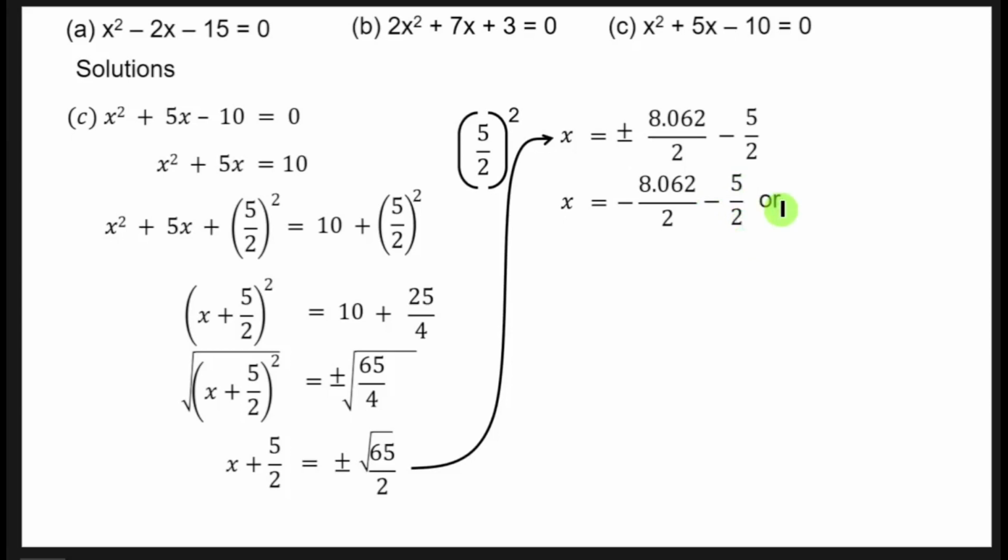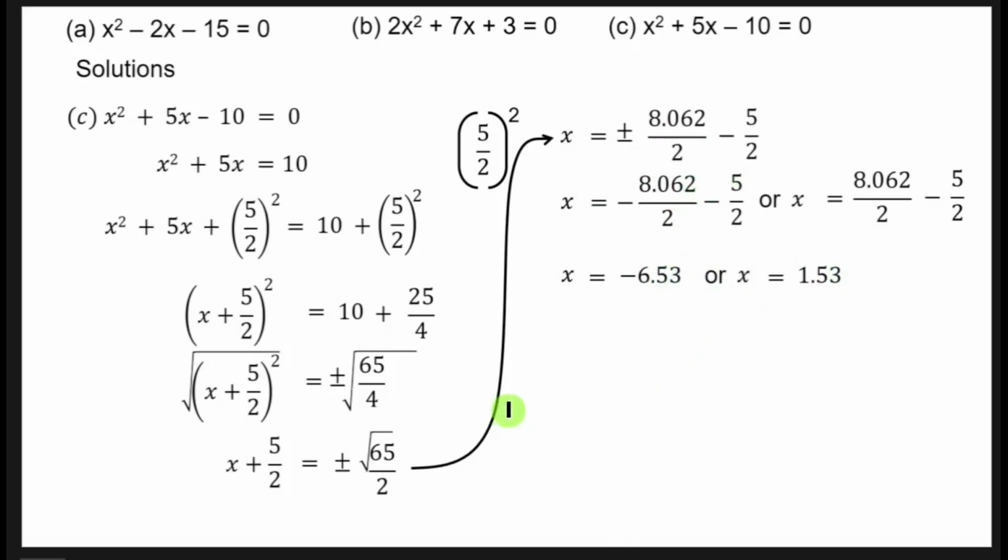Or I'll pick the second option, which is x is equal to, I'll get the positive. So I get 8.062 over 2, the positive part here, then still minus 5 over 2. Then I'll say x is equal to, then when I add this one, I'll get negative 6.53, or x is equal to, when I add this one here, I'll get 1.53. So try to solve these ones. So I just rounded off to 2 decimal point here.